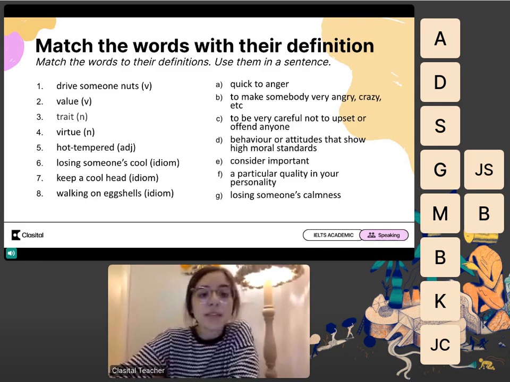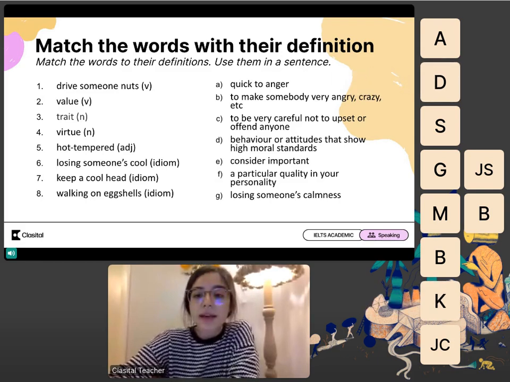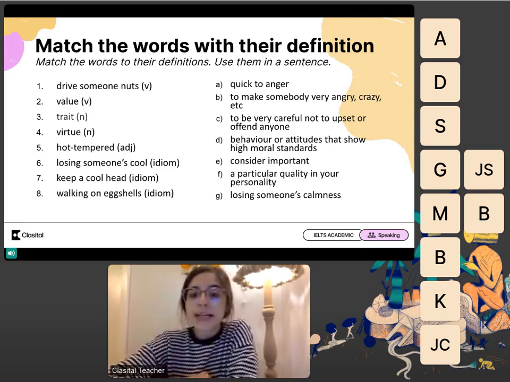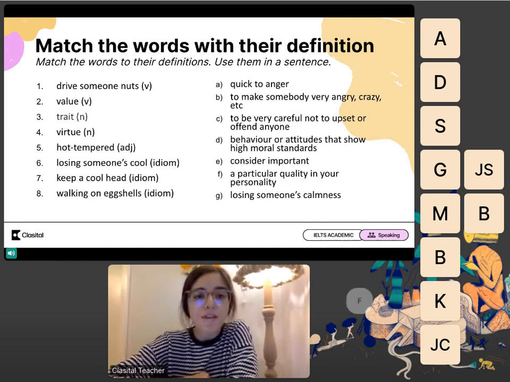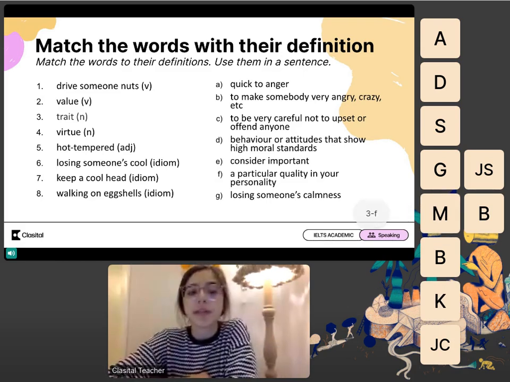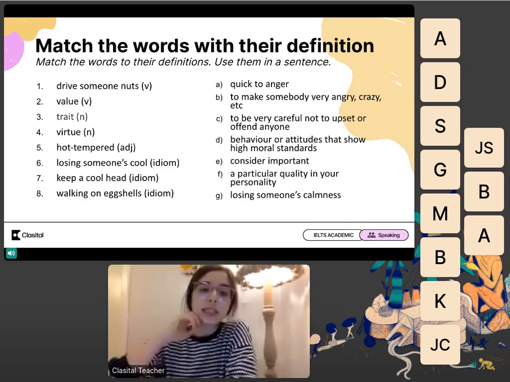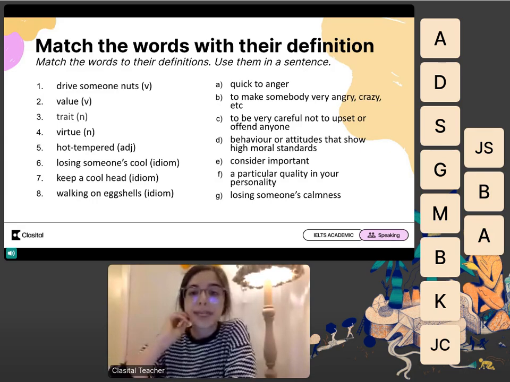So number 3, trait, in noun form. I see Dave said F, and yes, it's F. Trait is a particular quality in your personality, so personal traits. It will go for F. Who wants to use it in a sentence?